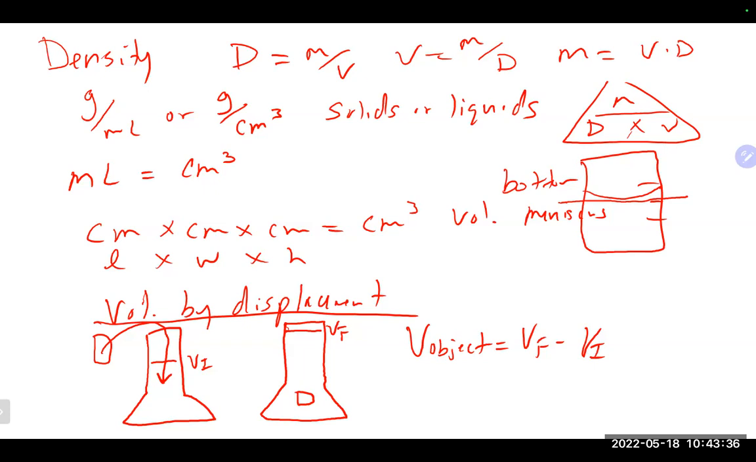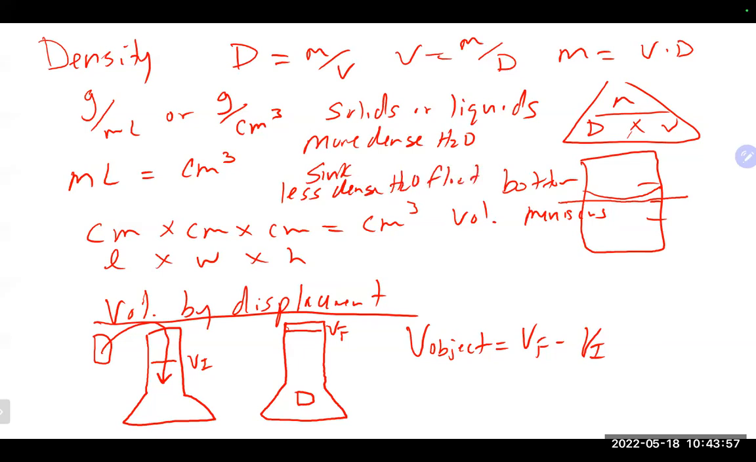Yeah. So obviously, if something is more dense than water, it will sink. And if something is less dense than water, it will float.